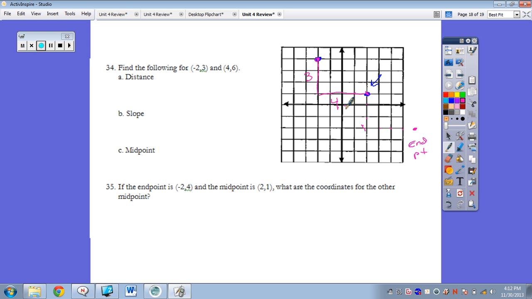Okay, so what point is that? 1, 2, 3, 4, 5, 6, 1, 2. So it looks like the other endpoint is going to be 6, negative 2.